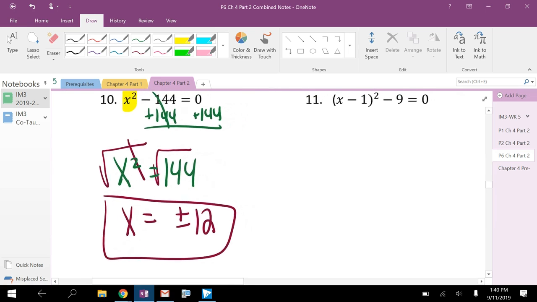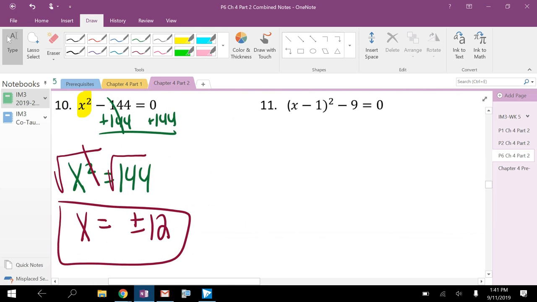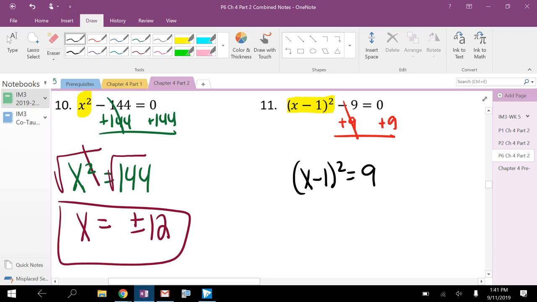That's why. We're only going to do one more. Okay, we're going to do 11, and I'm going to highlight this piece. Your squared piece needs to be alone before you can square root it. That's why over here we had to add the 144 first. So I have to add 9, and I get x minus 1 all squared is equal to 9. Now that it's all isolated, I can take the square root of both sides. When you take the square root, the squared goes away, but not the x minus 1.